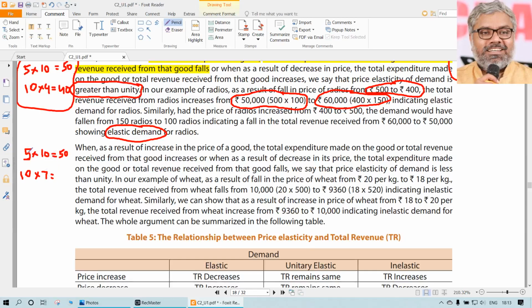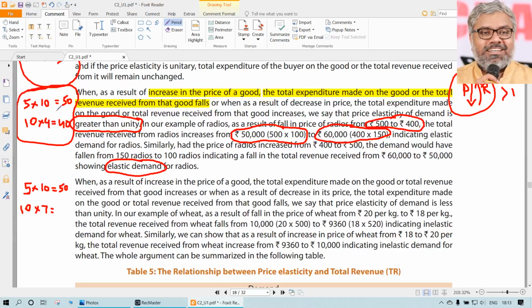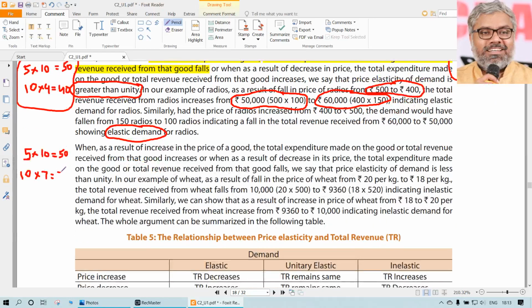Don't think the quantity will increase. When price increases, quantity decreases for sure. But the only point is, in the first case it happened in such a way that the total revenue did not change. In the second case it happened in such a way that the total revenue decreased. In the third case, the total revenue has actually increased. So what happened to the price? Once again, understand the relationship. What happened to the price? Price has increased. Price increased from 5 to 10 rupees. What happened to the total revenue? Look at total revenue. What happened to the total revenue?